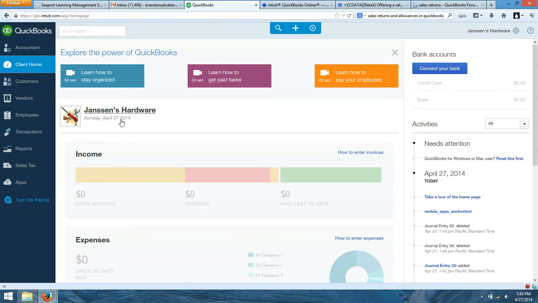And here we are. We have Jansen's hardware. As you can see, my QuickBooks looks a little different than the other tutorials that I saw. This is because I'm using the online version, which you don't have to download. It's all in the cloud.